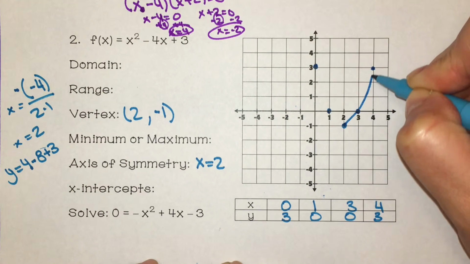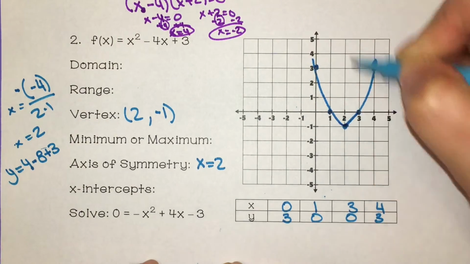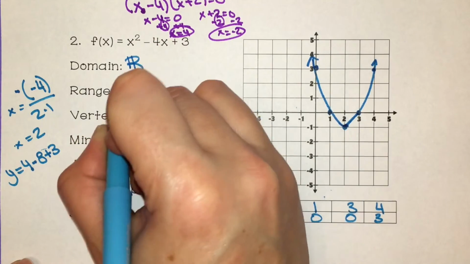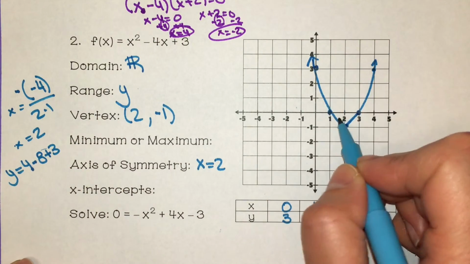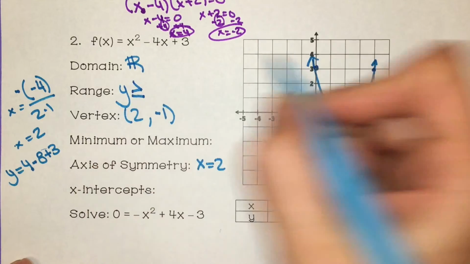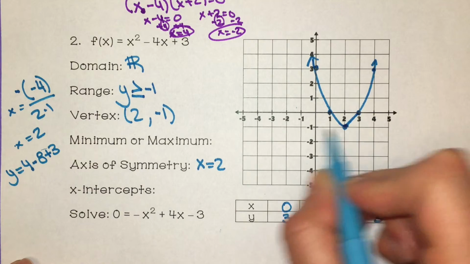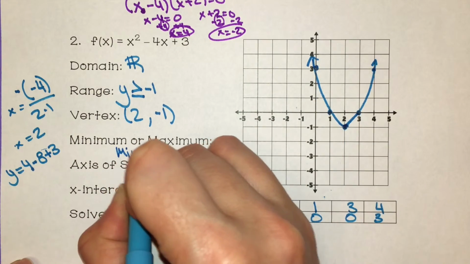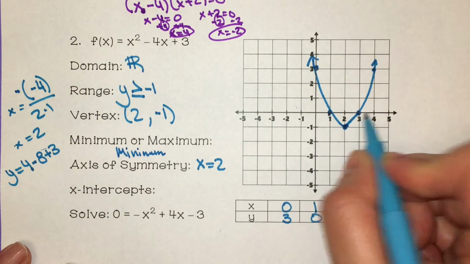So here's my graph. Make sure it's kind of U-shaped. All right, domain is all real numbers. Range. Y is going to be greater than or equal to -1, because my graph's above a certain point. You can see it down here. This is a minimum. It's the lowest point it'll ever be. My graph never goes below that. X-intercepts are 1 and 3.